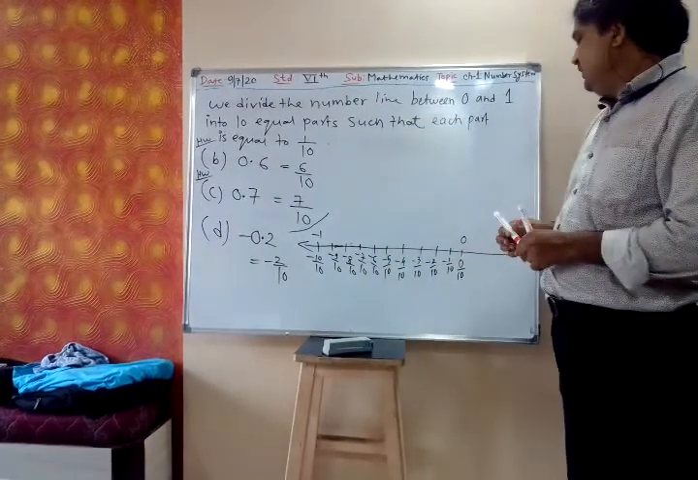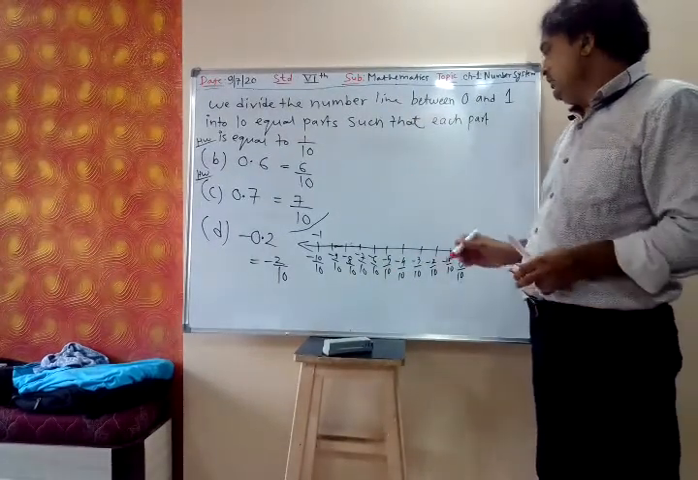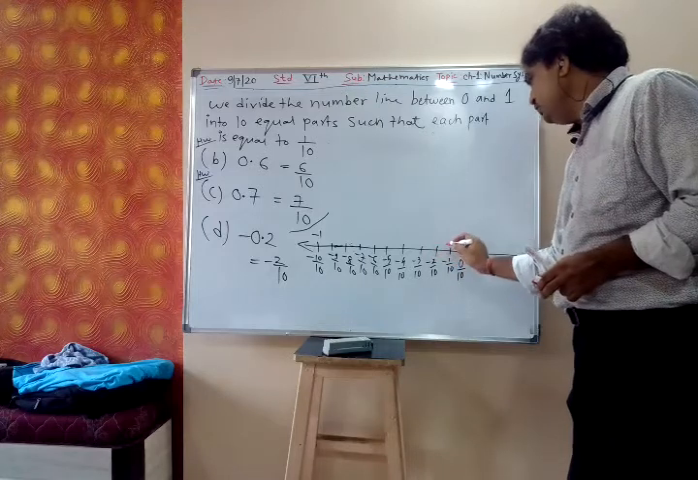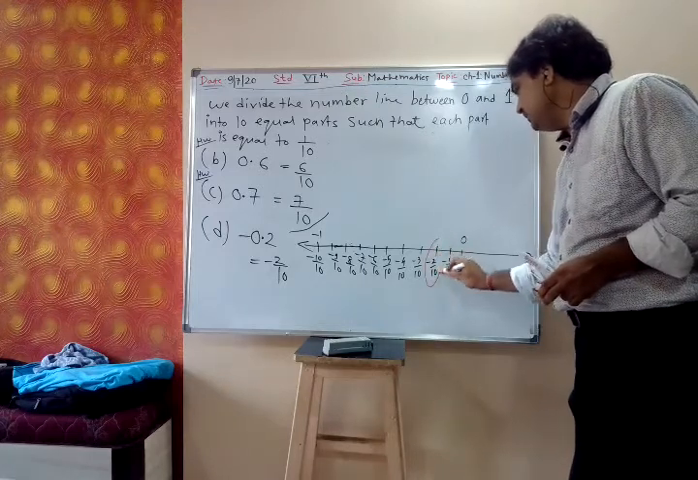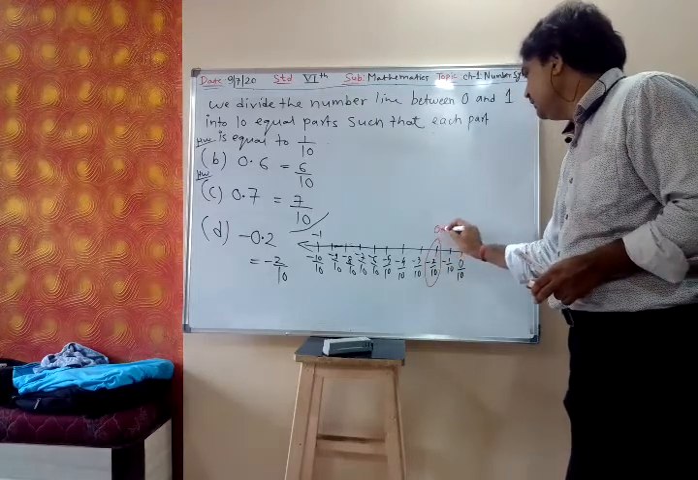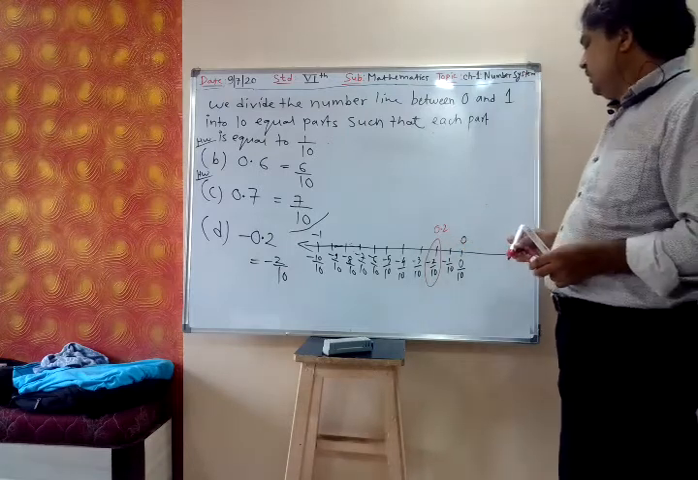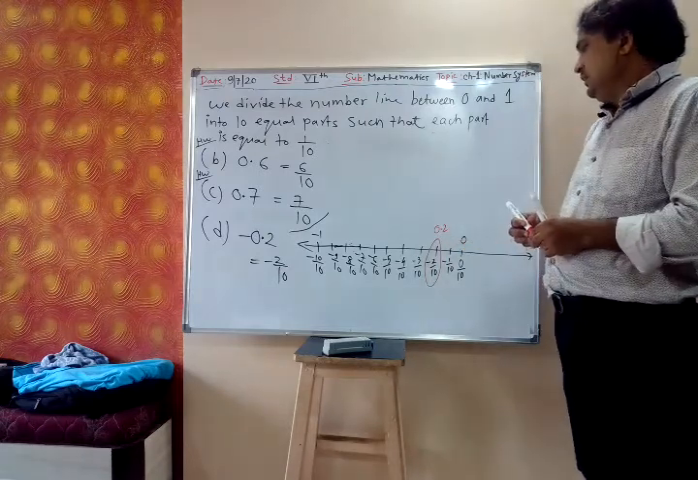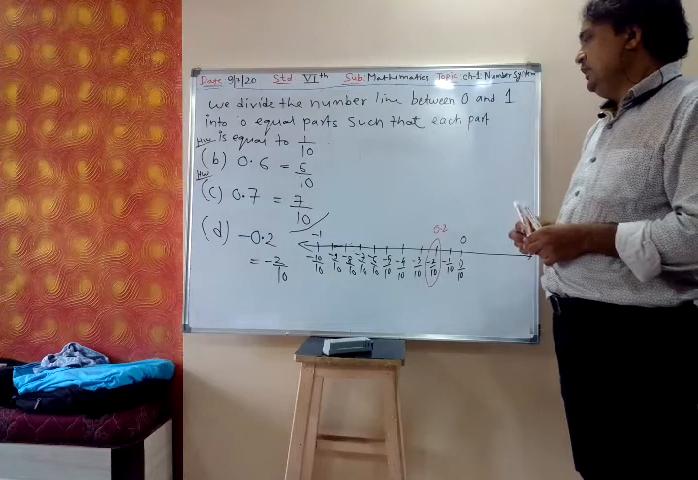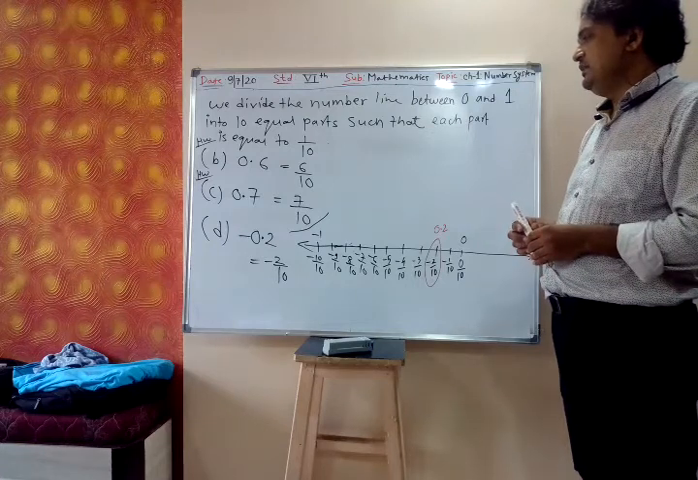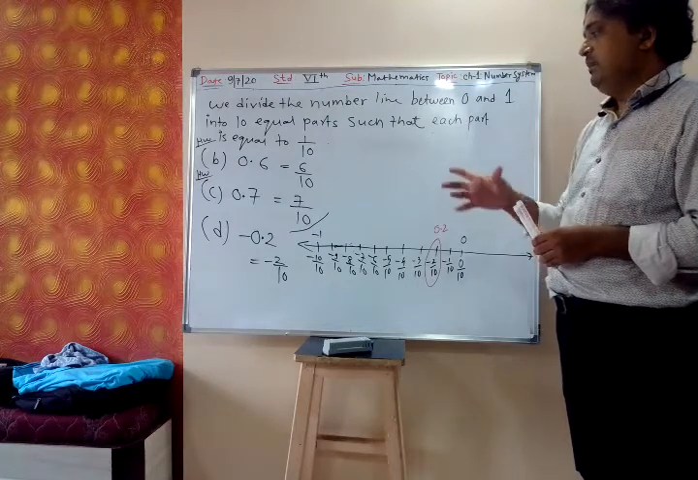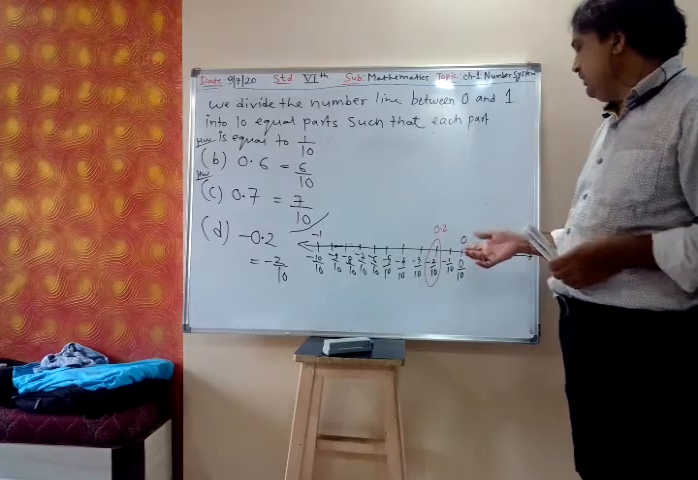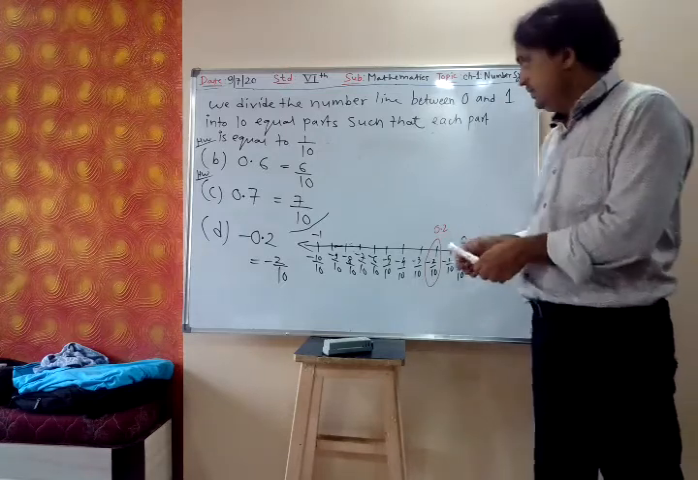So minus 0.2 is minus 2 upon 10. This is my decimal number, minus 2 upon 10, minus 0.2. So we divide this into 10 equal parts. But the number is negative, so I will divide the number line accordingly.